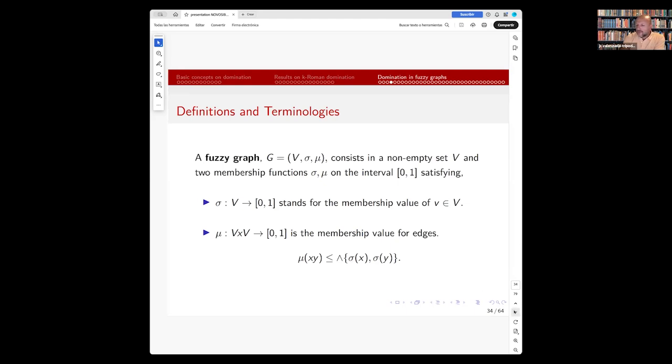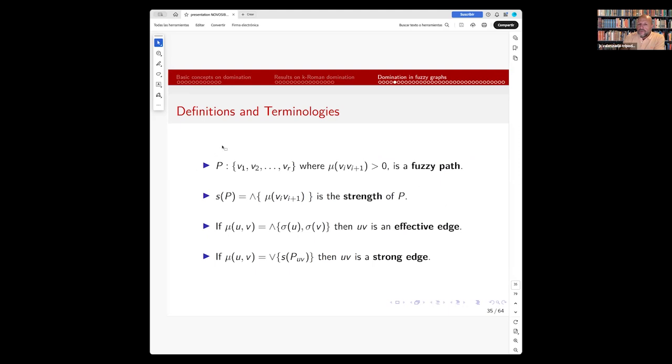With this fact in mind, we can define some basic concepts similar to the ones in classical graphs. In this case, a fuzzy path is an ordered set of vertices in which every internal edge has a positive membership value. We call the strength of a path, or the connectivity strength of a path, the minimum of the membership values of its edges, of the internal edges.